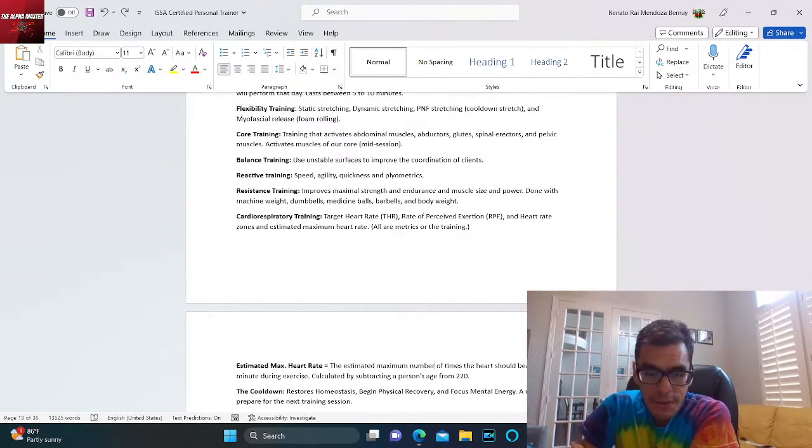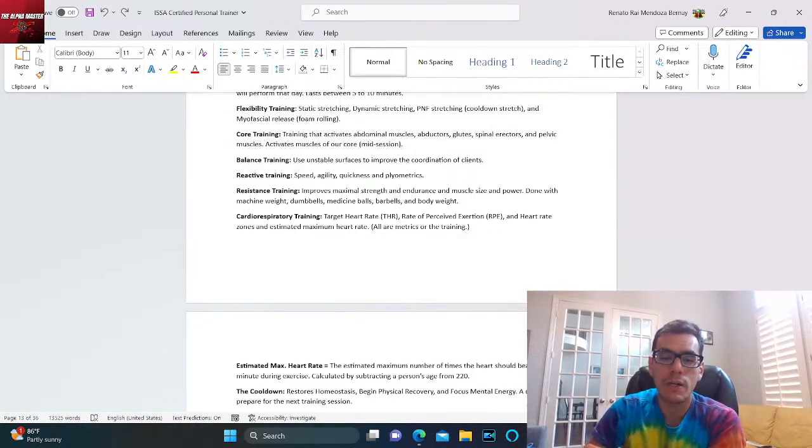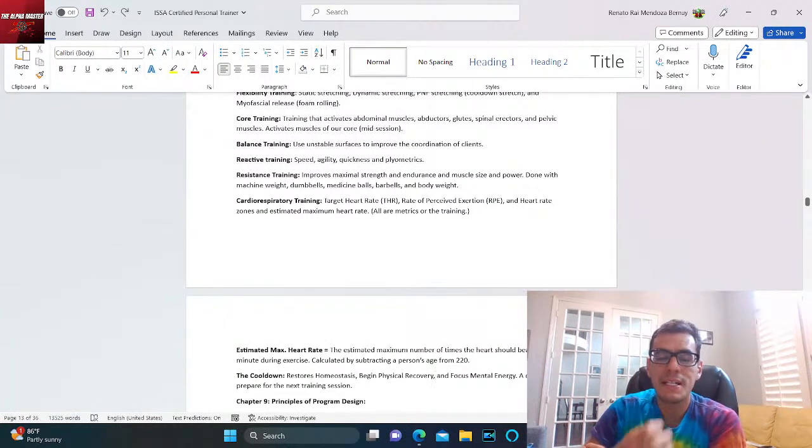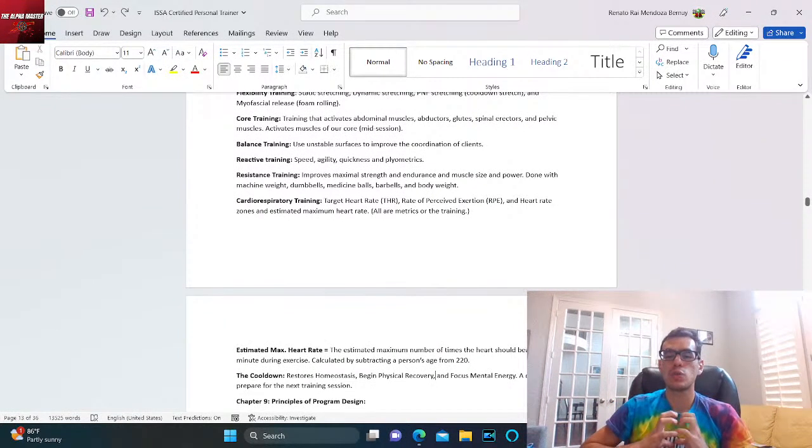The estimated maximum heart rate is the estimated maximum number of times the heart should beat per minute during exercise, calculated by subtracting a person's age from 220. That's the estimated maximum heart rate.